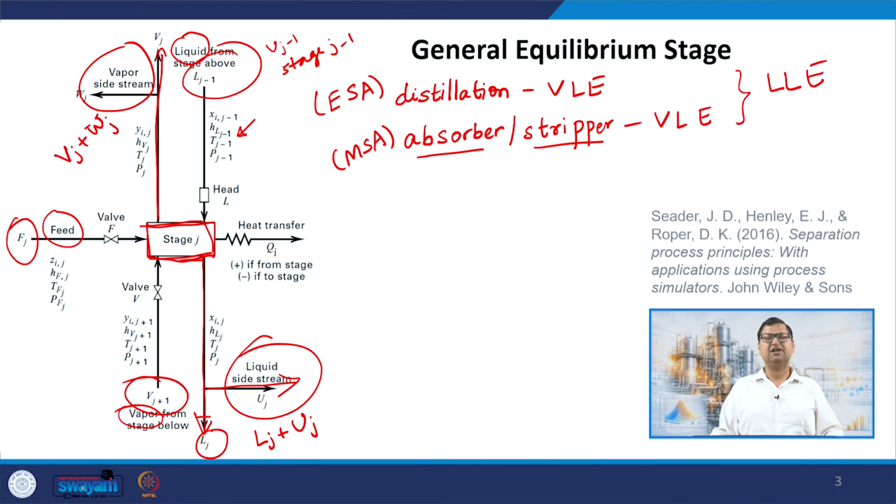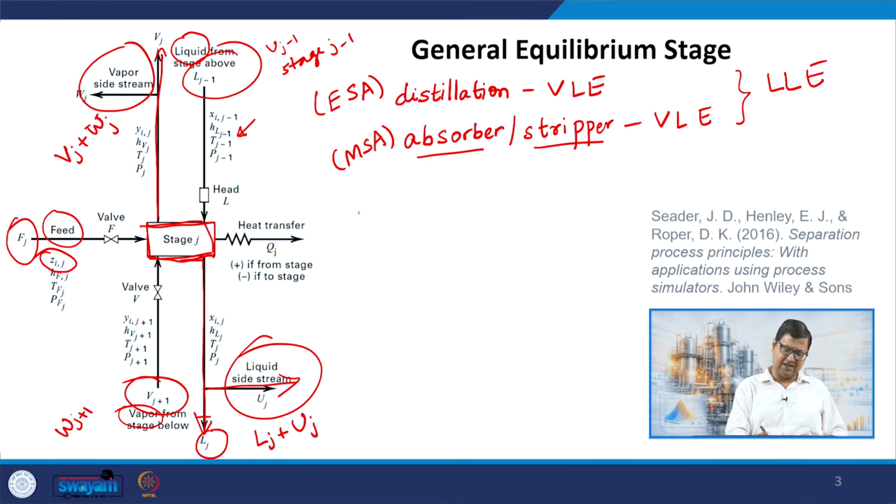So, for Lj minus 1, the corresponding side stream is Uj minus 1, that we can consider when we do the material balance for the stage J minus 1. Similarly, here also we can have a Wj plus 1, but we do not consider it for the stage J. The side stream Wj plus 1 will be considered when we do the balance for the stage J plus 1. So, in addition to this, we can define the variables, the mole fractions of all the components.